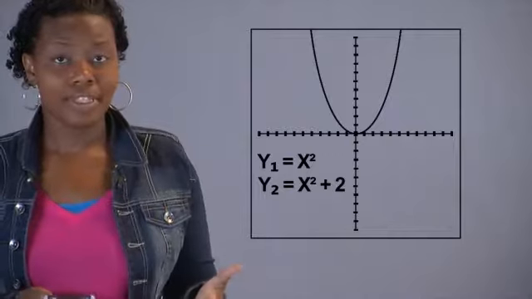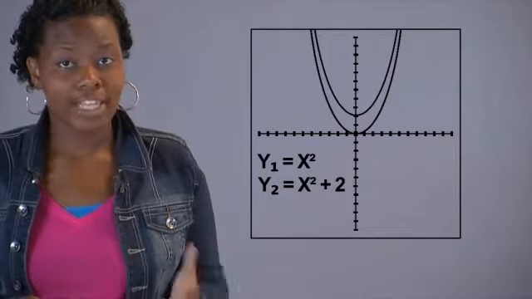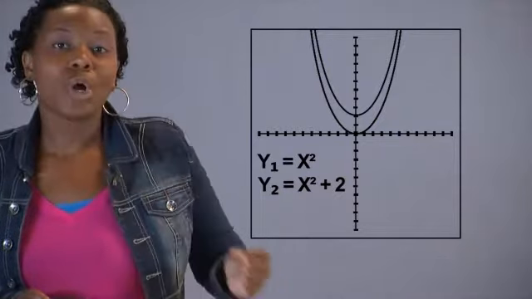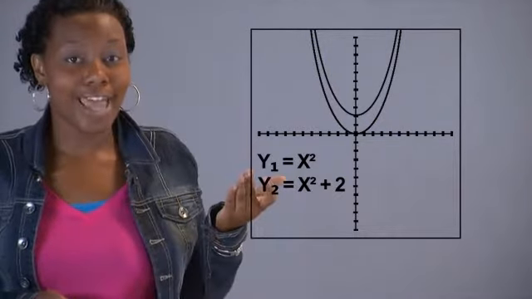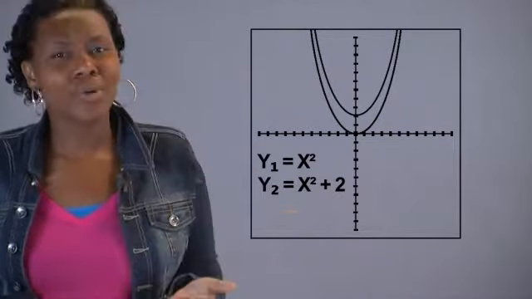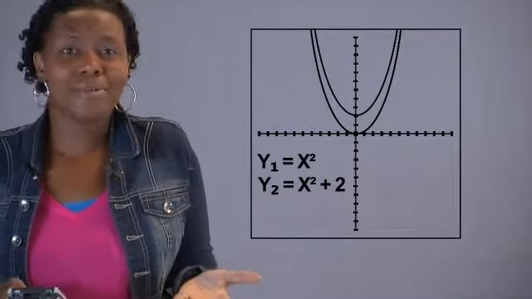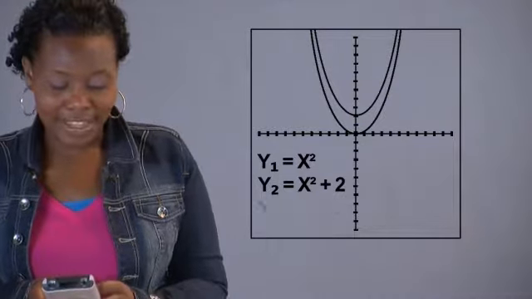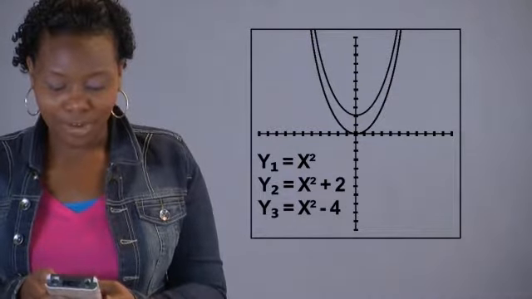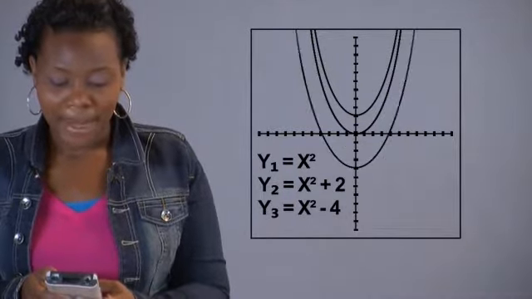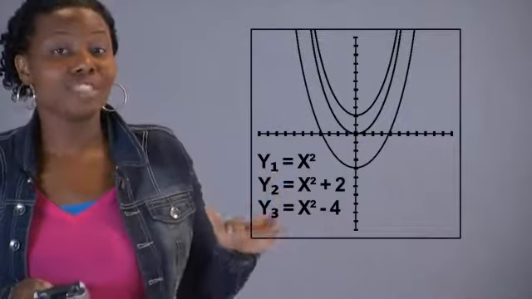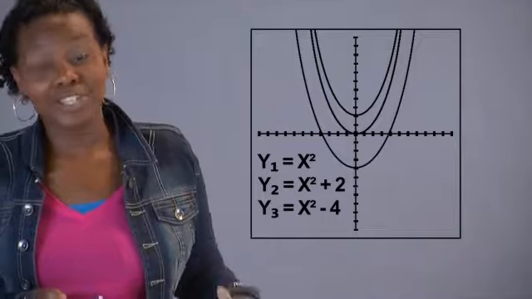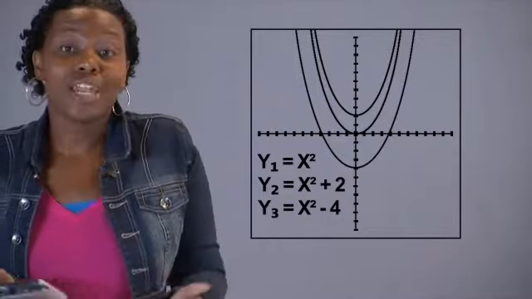Notice what happens. My parent function for the quadratic starts at 0, 0. When I put a plus 2 on the end, it goes up to positive 2 on the y-axis. Okay? What do you think would happen if I made it x squared minus 4? Let's see. So if I type in x squared minus 4, my parent function actually moves down to negative 4 on the y-axis. Okay? So these are the children of the quadratic function.